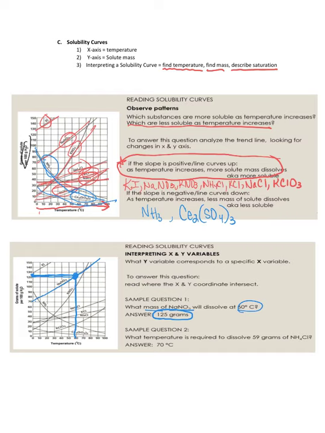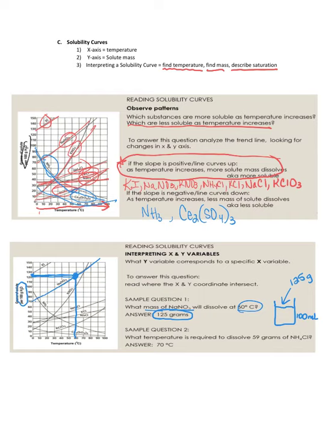That means at 60 degrees Celsius, you would get 125 grams of sodium nitrate to dissolve in 100 grams of water. So if you had 100 grams of water, which would actually be 100 milliliters of water, because water's density is 1 gram for every 1 milliliter, you could dump in 125 grams of sodium nitrate and you would get it to dissolve.